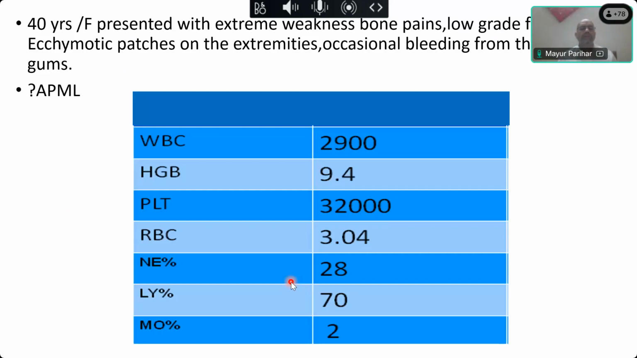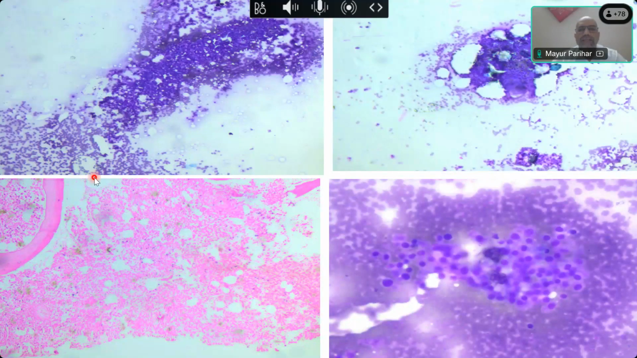Another case I just want to show, just the importance of cytogenetics in hematological malignancy. Now, this was a patient presenting with low platelet counts, pancytopenia. She had weakness, bone pains, she had ecchymotic patches, and the clinical diagnosis really looked like acute promyelocytic leukemia. So, bone marrow aspirate and biopsy was done. What you see here in the bone marrow was a lot of necrosis, and the morphology is not clearly visible here, and the bone marrow biopsy is completely necrotic.